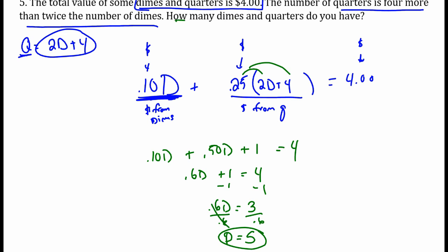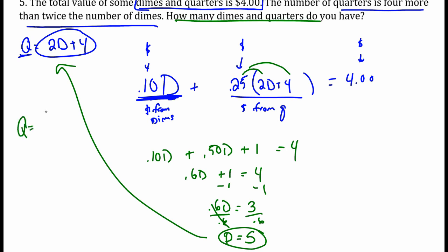How many dimes and quarters? Well, dimes is 5. Let's plug it in. 2 times 5 plus 4, quarters must be 14. And let's check this. If I have 14 quarters, how much money would that be? That'd be $3.50. That gives me 50 cents from the dimes. Together, that gives me the $4 I needed. That wasn't so bad, but what happens is everyone forgets the money. Everyone forgets that the money goes in front of it there.